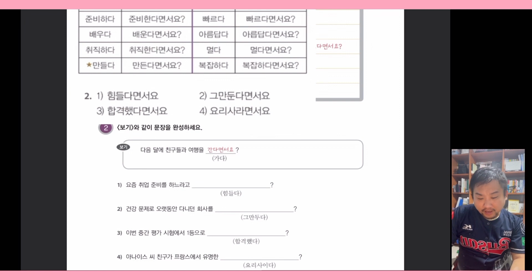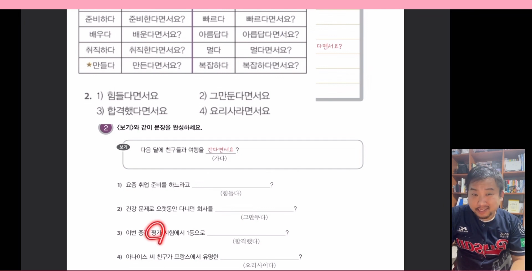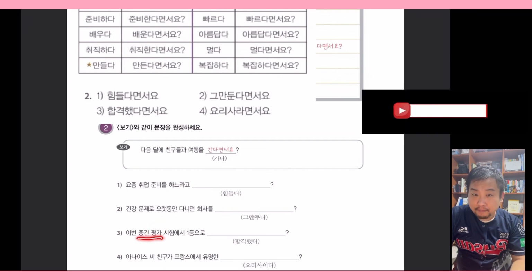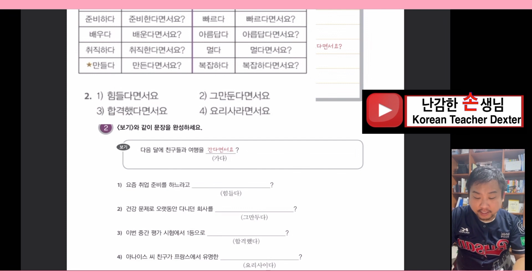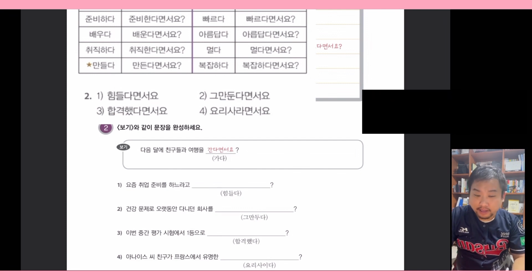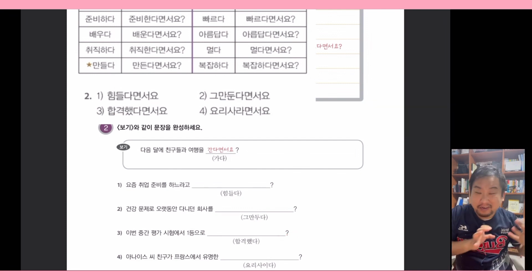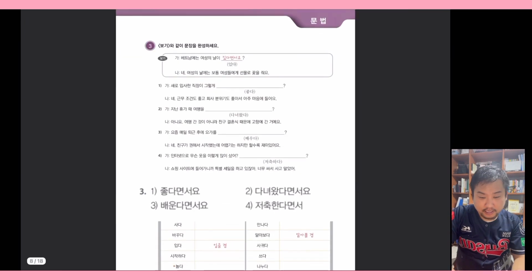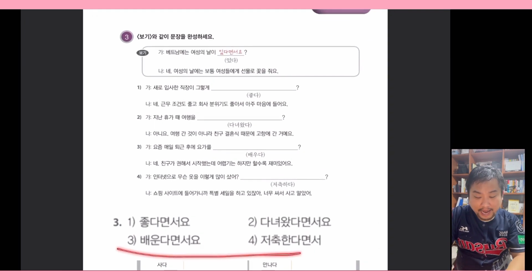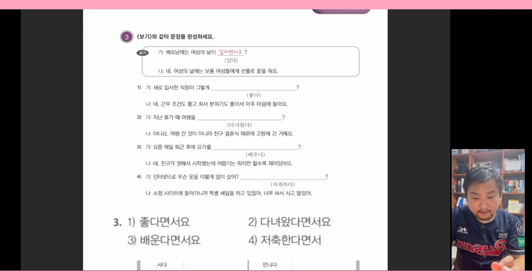So vocabulary you might find difficult is 평가, which is test, 시험. 중간 평가 is the middle test. 1등으로 합격했다면서요. Koreans always love the ranking number 1. So let's move on to number 3. Here's the answer. So let's check the vocabulary here.